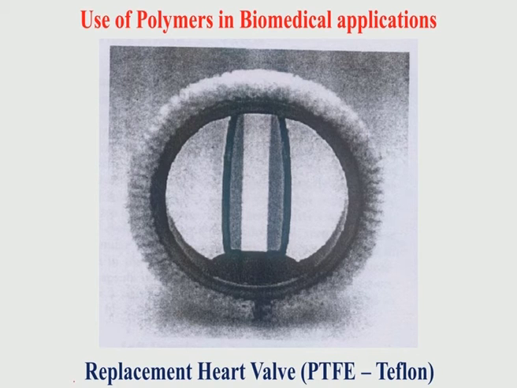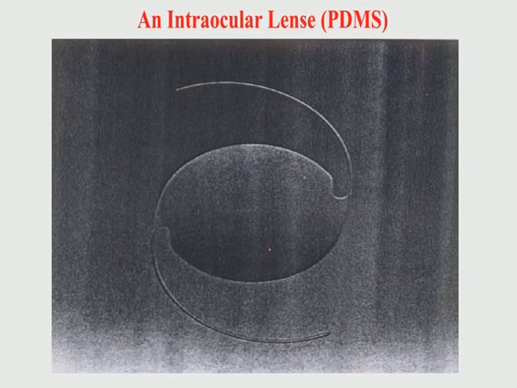Cardiovascular applications, this is the very popular example of heart valve, made of polytetrafluoroethylene. So, it is used for blood contacting devices. Therefore, thrombogenesis is one of the properties that one has to check for. Intraocular lenses use polymethyl methacrylate, PMMA, as well as PDMS, polydimethyl siloxane.